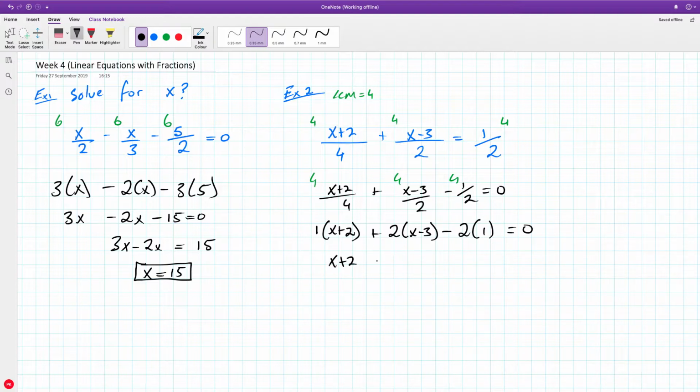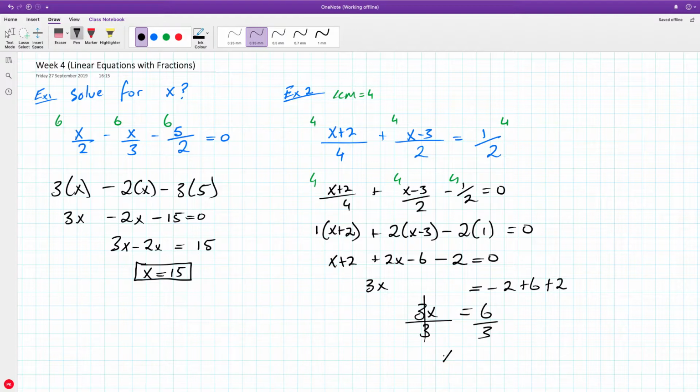x plus 2 plus 2x minus 6 minus 2 is equal to 0. x and 2x is 3x is equal to, bring over this 2, it becomes minus 2. We bring over this minus 6, it becomes plus 6. We bring over this minus 2, it becomes plus 2. 3x is equal to 6, divide across by the number in front of x, which is 3. x is equal to 2.